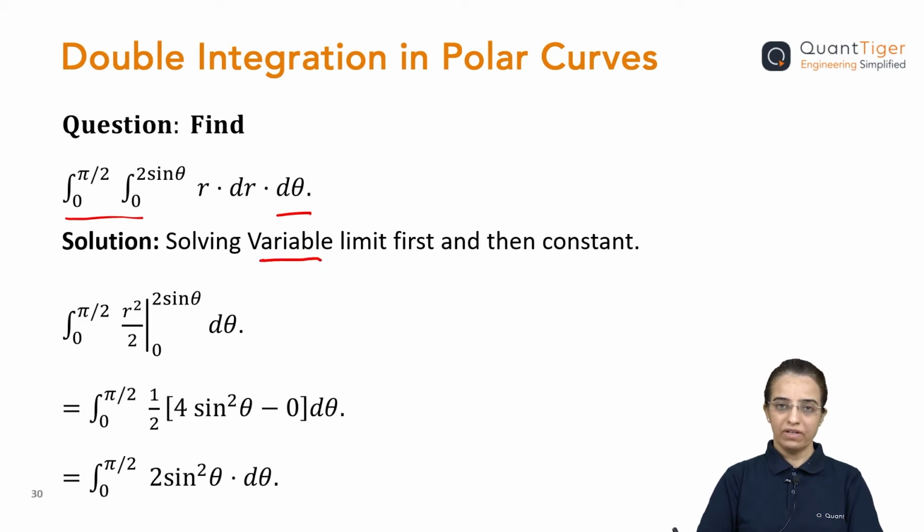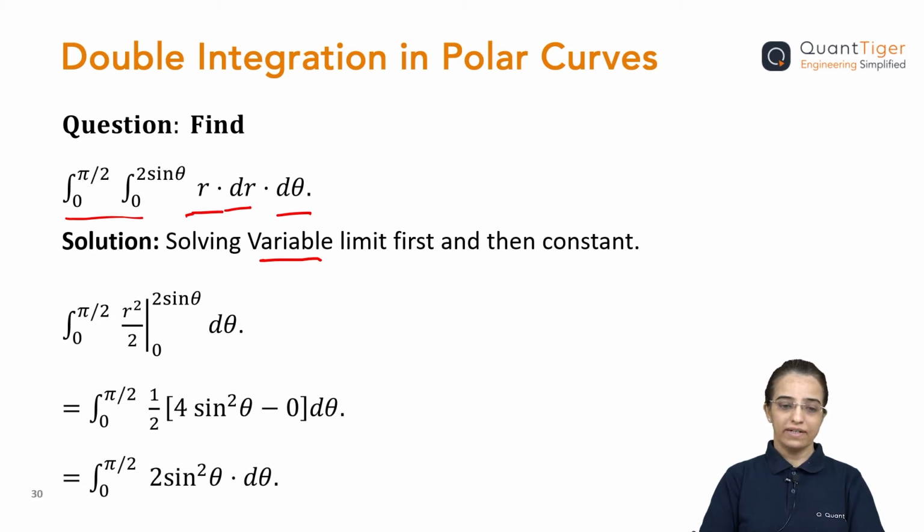So as we used to do for parabola and straight line, we used to take the limit of the variable first and then the limit of the constant. The same way we will do it here also. यहाँ पे r हमेशा वेरिएबल रहेगा इन पोलर कर्व्स और थीटा कांस्टेंट रहेगा. तो r का सबसे पहले हम लिमिट लेंगे, meaning we will integrate with respect to r dr and then we will keep the r's limit. उसके बाद हम थीटा की तरफ चले जाएंगे.